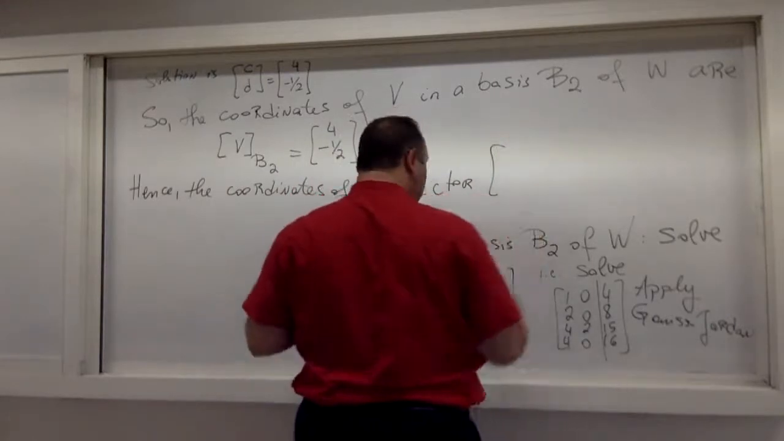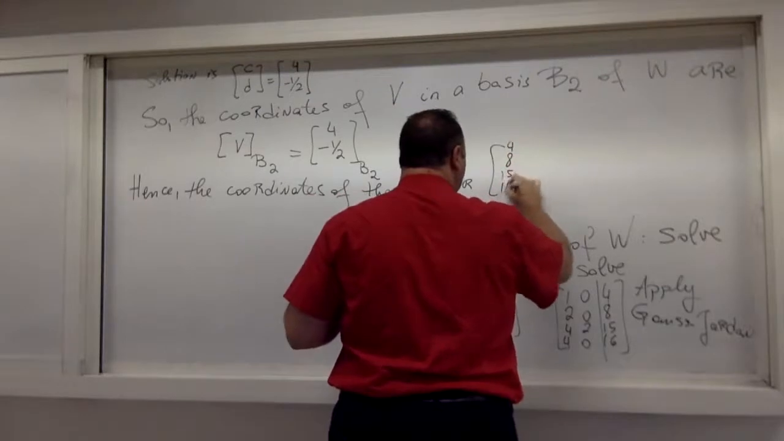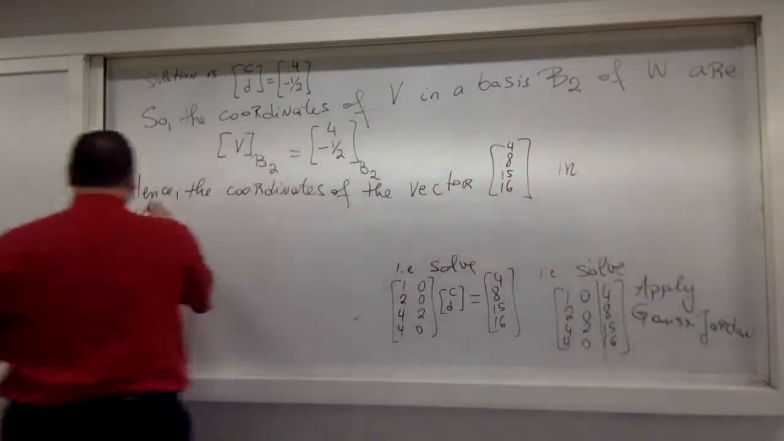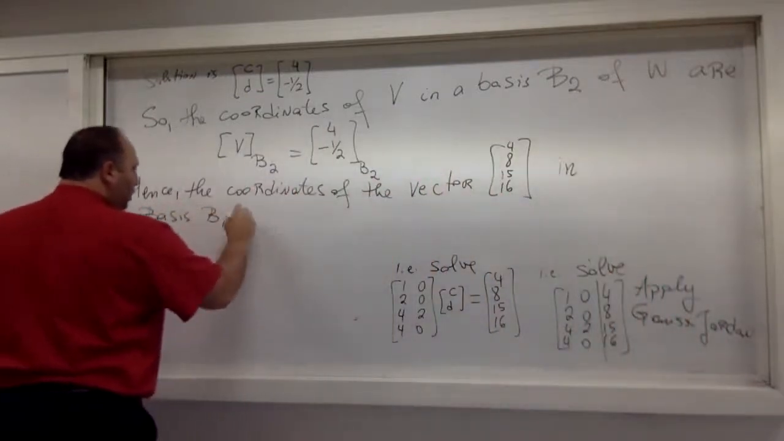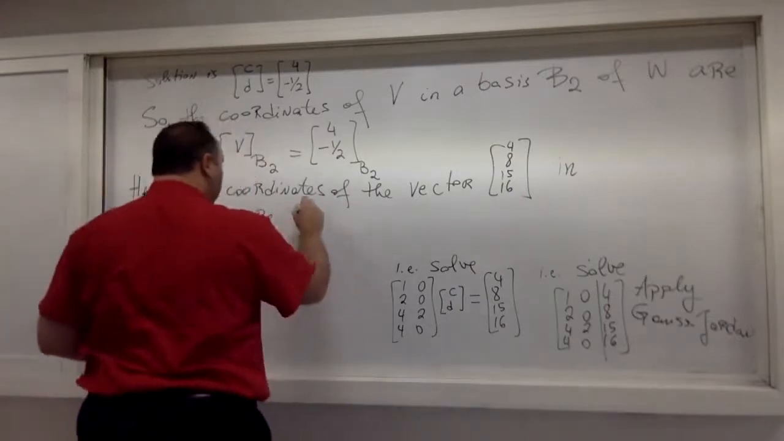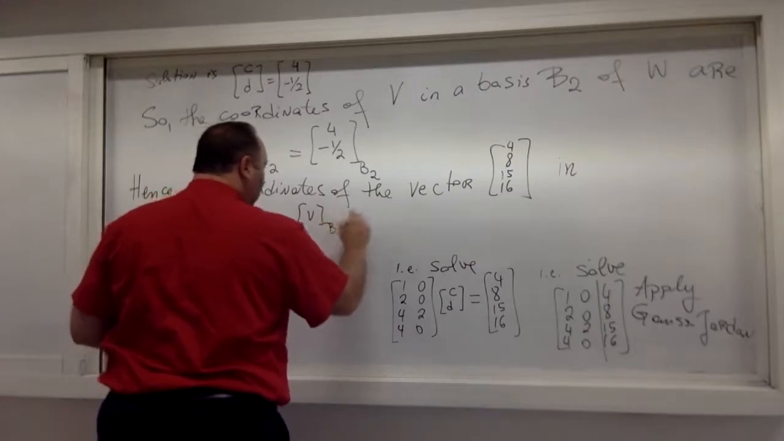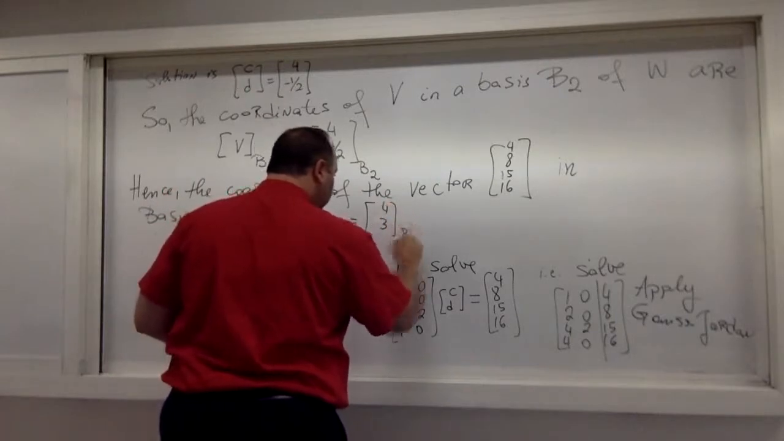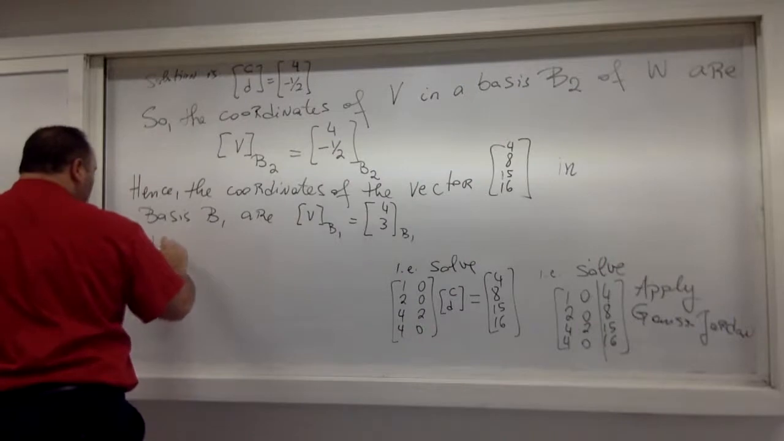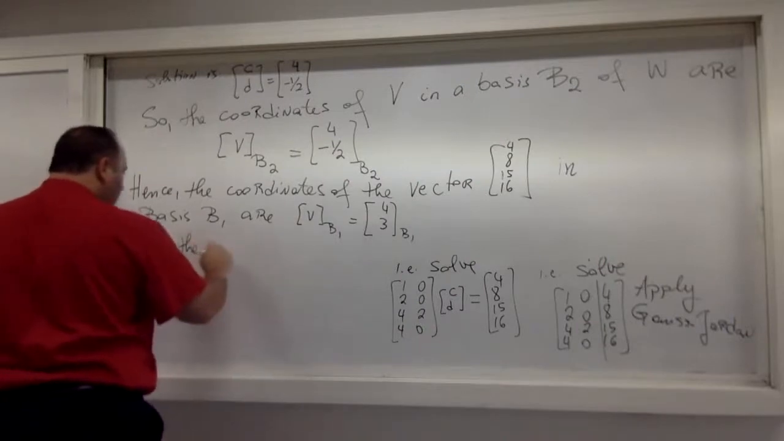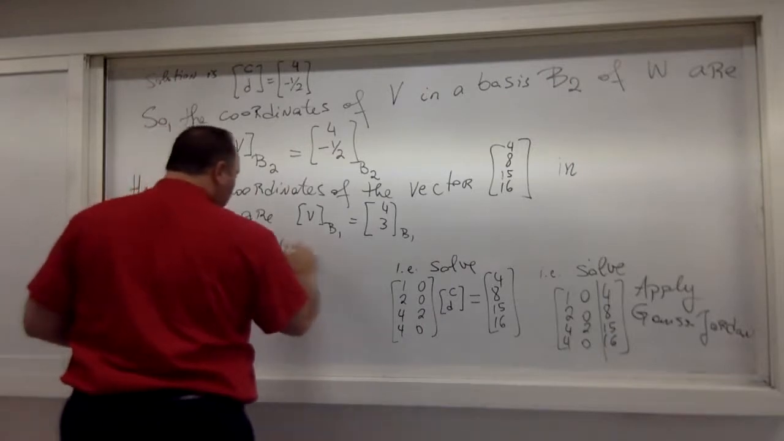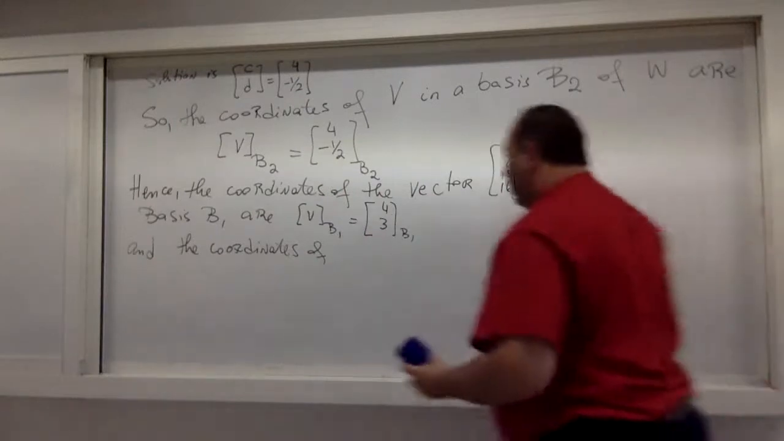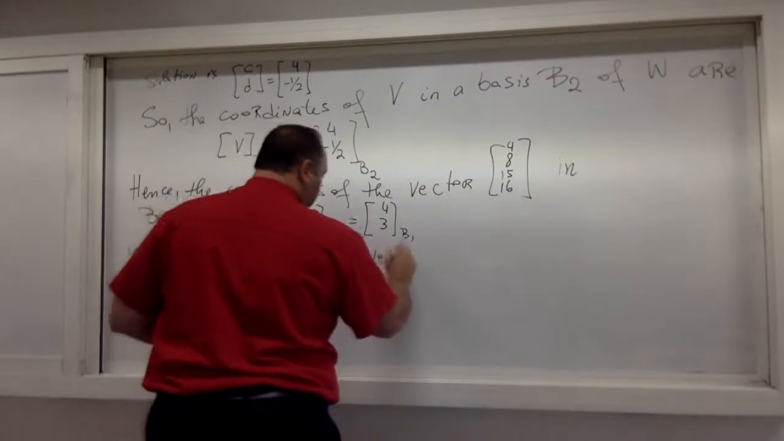So our vector was 4, 8, 15, 16. Its coordinates in basis B1 are, what I already forgot, 4 and 3, and the coordinates in the other basis of the same vector, so the same vector.